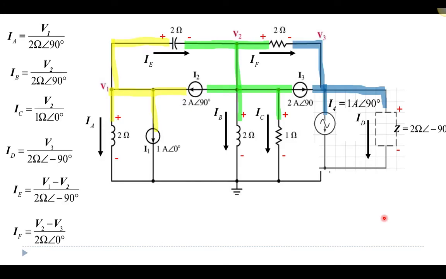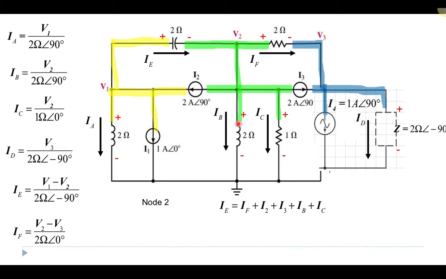Okay, so now going back to the same picture that we had before, we can look at node 2. So now we're going to look at this node, and we're going to look at the current entering and the current that's exiting. As I look at my picture, I have a lot of current exiting. I only have one current entering. IE right here is entering that green node. Exiting is IF, I2, I3, IC, and IB. So basically everything else is exiting.